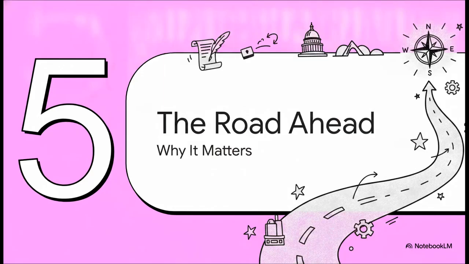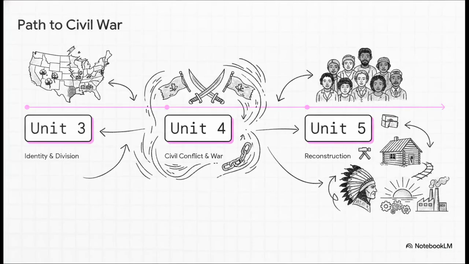Section 5, The Road Ahead. Because the sectionalism you study in Unit 3 directly causes the massive violent clashes in Unit 4's Civil War. The divisions just became way too deep for politics to fix. And that leads right into the incredibly complicated rebuilding period of Unit 5's Reconstruction. It's like a chain reaction. Every single historical event triggers the next.